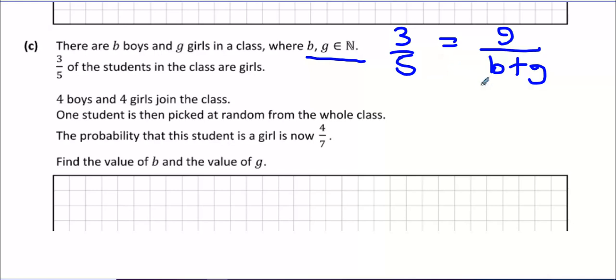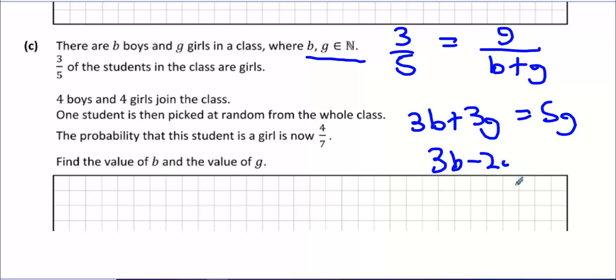I'm going to cross multiply that now. 3B plus 3G. Do you see that? And then equals 5G. And then after this, bring the 5G over. 3G take 5G. What type of equation is this? It's a simultaneous, isn't it? So I'm going to have to create another simultaneous somehow.